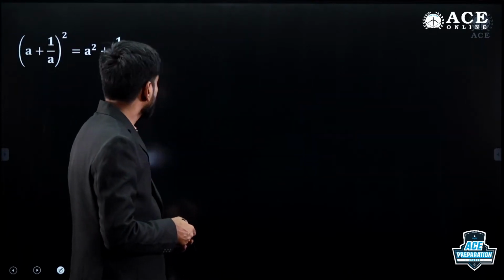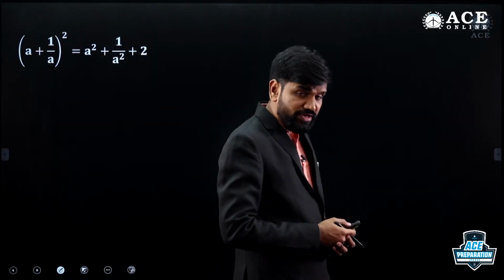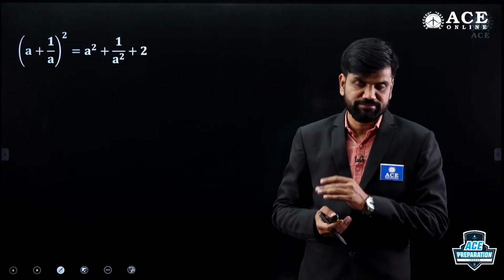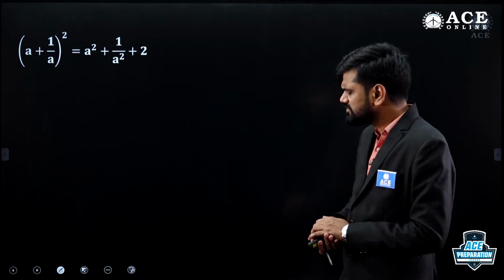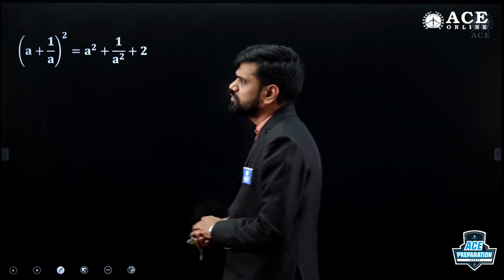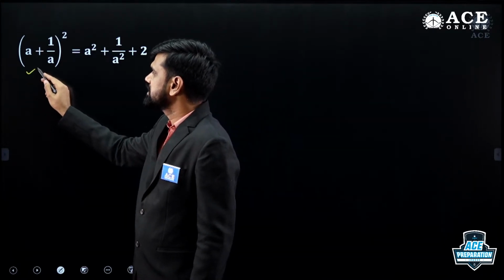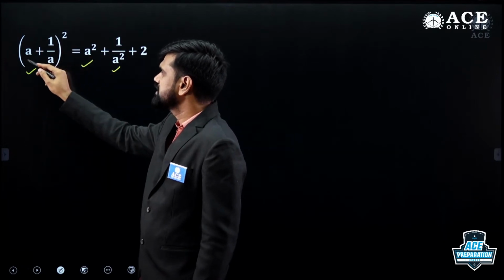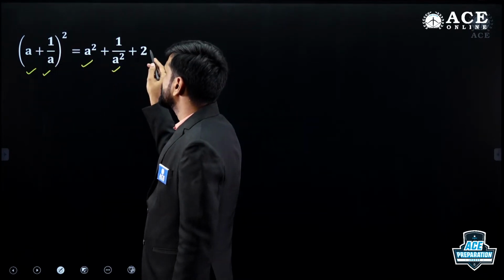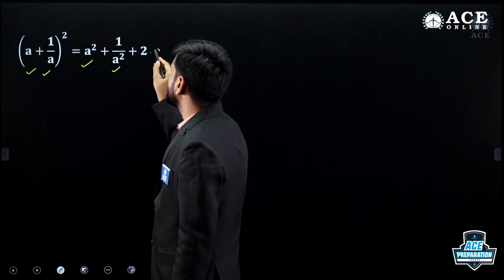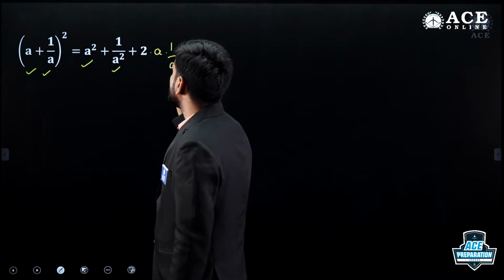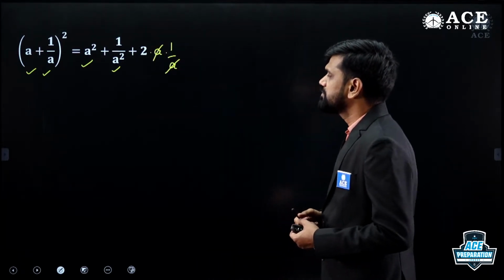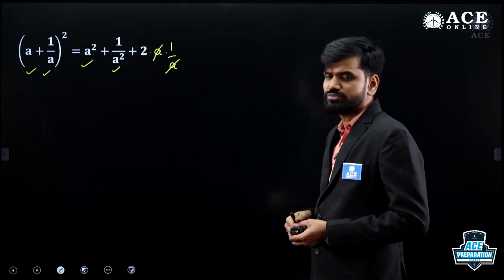Next one. Now let us understand some derivations here so that we can see the problems related to the applications of them. So what are those? We already know that a plus b whole square is always equal to a square plus b square plus 2ab. In place of b, I have 1 by a: a square plus 1 by a square plus 2 into a into 1 by a. What is happening to a and a? It is getting cancelled. That's why it looks like a square plus 1 by a square plus 2.